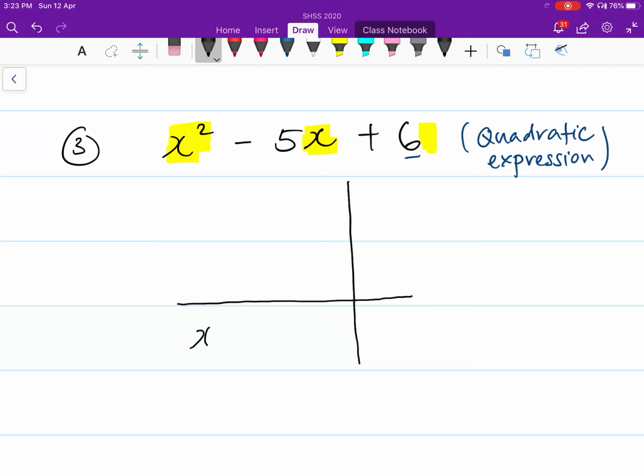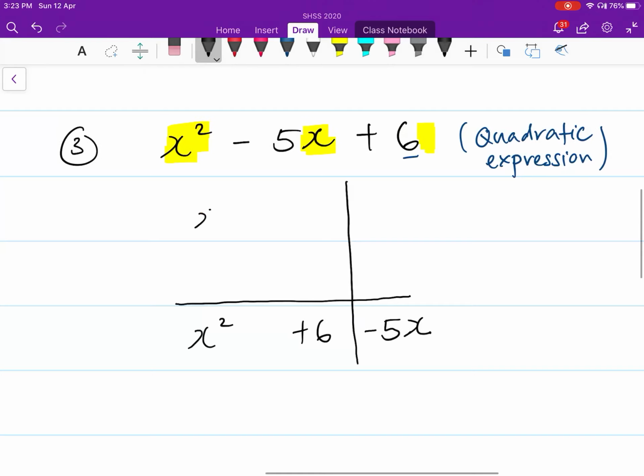Okay, put the x squared here, put the positive 6 here, put the negative 5x here. Then you think about it. What times what gives you x squared? If you know it's x times x that gives you x squared. And what times what gives you positive 6? It can be negative 6 times negative 1 that gives you positive 6. And then now let's multiply. X times negative 6 gives you negative 6x. X times negative 1 gives you negative 1x.